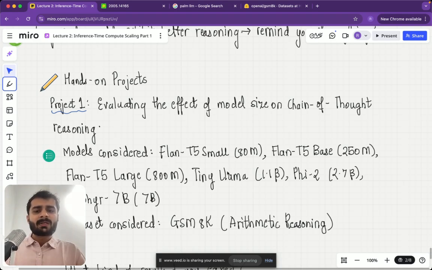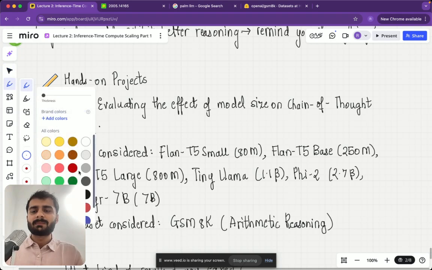We are going to consider small models for this. It takes significantly high time to evaluate on larger models. The models which we have considered are Flan T5 small, Flan T5 base, Flan T5 large, Tiny Llama and Zephyr 7 billion model. As you can see, the number of parameters vary from 80 million right up to 7 billion parameters. The data set which we are considering is GSM 8K, which is the arithmetic reasoning data set.